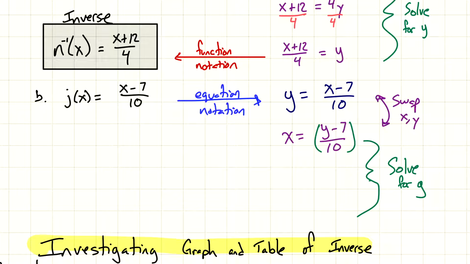I'm going to put it on this step here so I could squeeze it in. I'm going to multiply both sides by 10, and when I do, I'm going to be left with 10x is equal to y minus 7. Now you're one step away from actually getting y by itself. Now we could do the plus 7 to both sides. So I'm going to add 7 to both sides, and we're going to be left with y by itself on the right side.